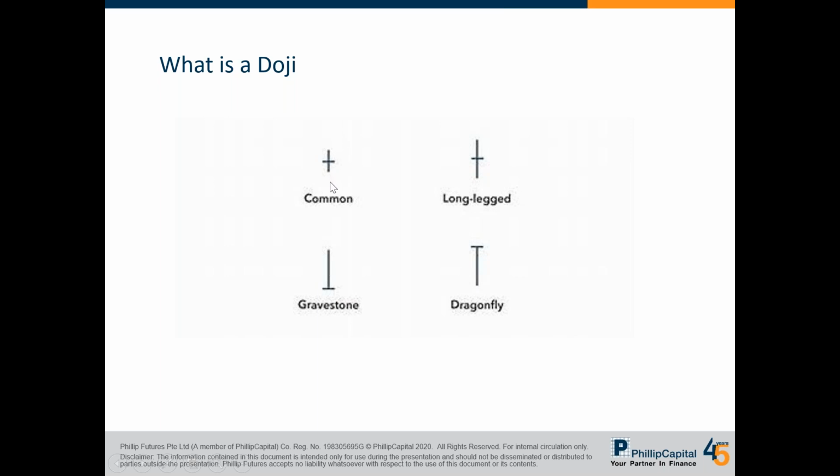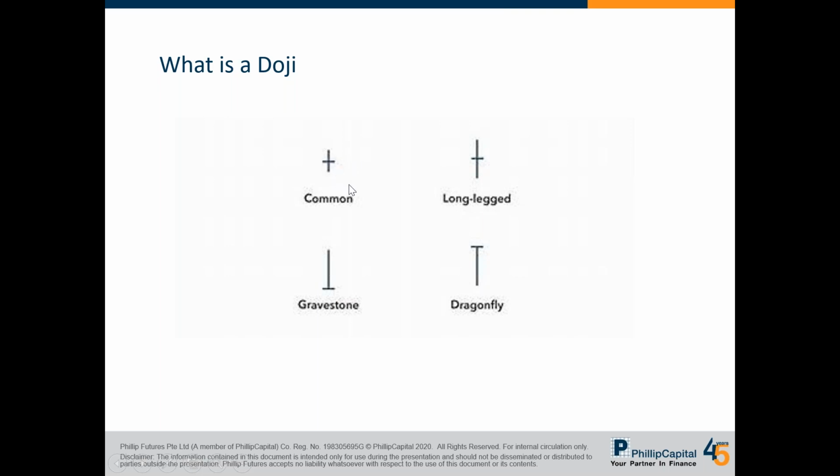Now, of course, there are various variations as I mentioned just now. So we have the doji, we have the gravestone. Gravestone is over here. As you can see, it looks like a gravestone. And then we have the dragonfly over here. This one looks like a dragonfly. And the long-legged doji. Long-legged meaning long here, which is different from here. Common is usually just a normal plus.